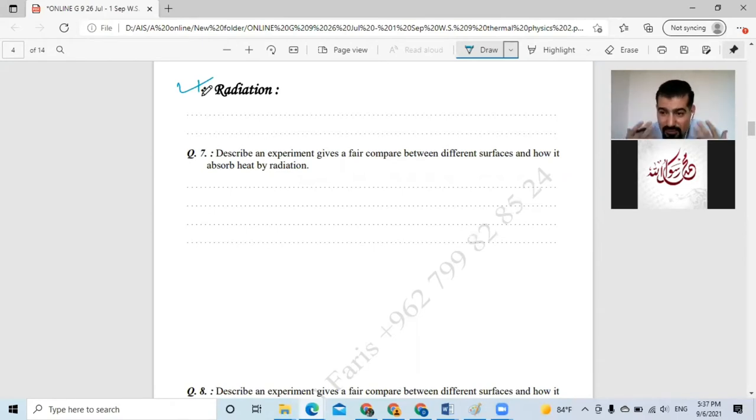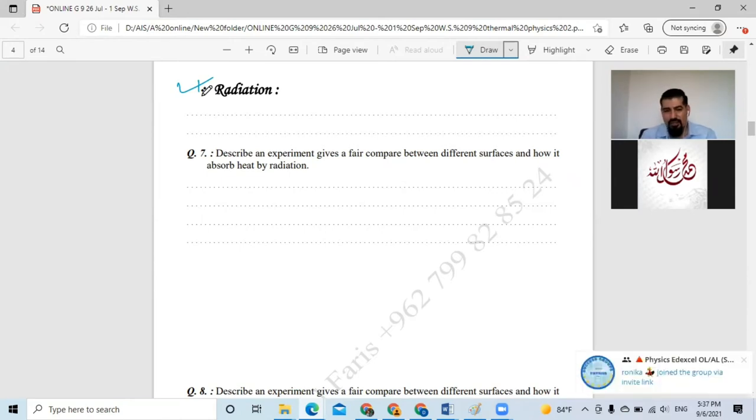That means there is infrared radiation coming out from the surface. And whenever the surface is darker or rougher, the heat will come out from it faster. That's why they usually paint the radiators white, because I don't want them to become cold very fast when I turn off the radiator during the winter.